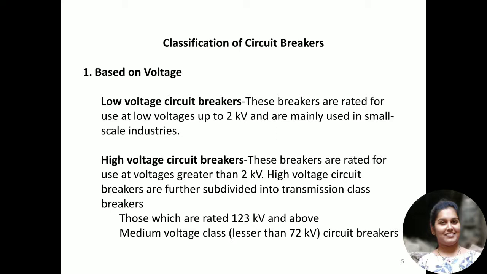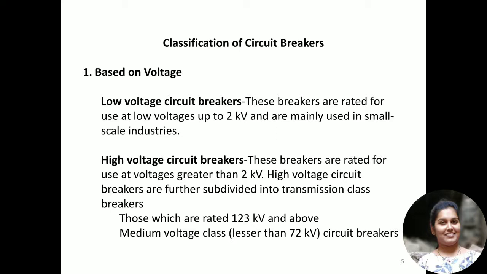Now we'll see the classification of circuit breakers based on voltage. In this category, we see two different types: the first one is the low voltage circuit breaker, and the second is the high voltage circuit breaker. Low voltage circuit breakers are rated for use at lower voltages up to 2 kilovolts, that is 2000 volts, and are mainly used in small scale industries.